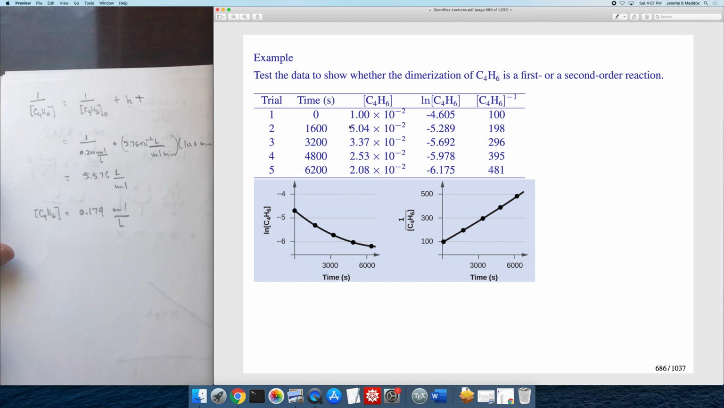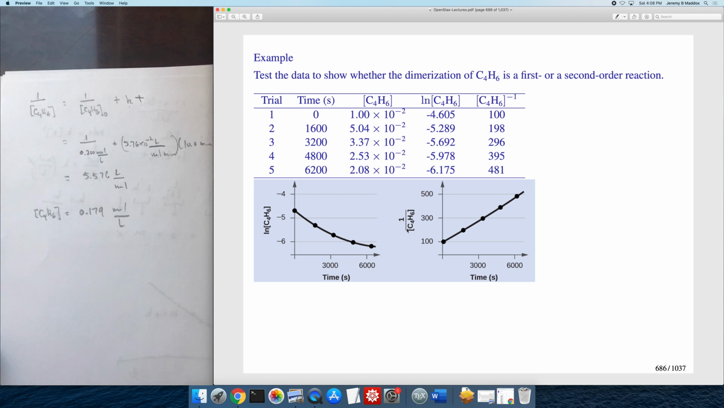Test the data to show whether the dimerization of C4H6 is first order or second order reaction. So what you've got here is your time, and the measured concentration. You can calculate the natural log of the concentration, and you can plot the reciprocal of the concentration. So when you plot the natural log versus time data, if it were first order, you'd get a linear graph. But this is not a linear graph, so it's not first order.